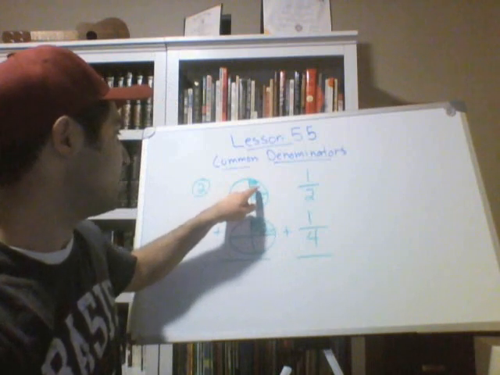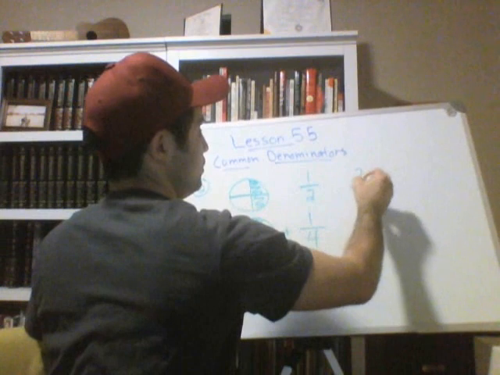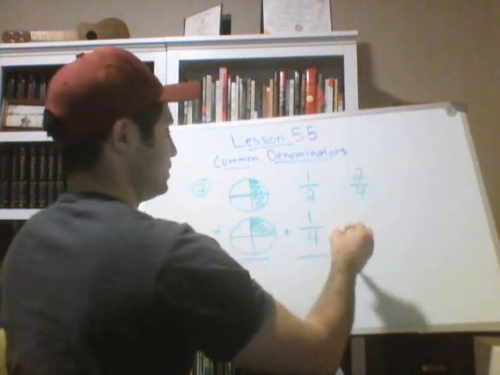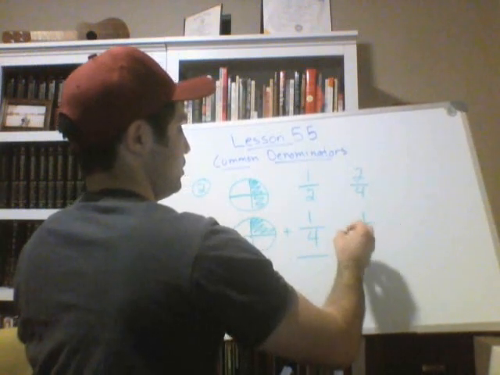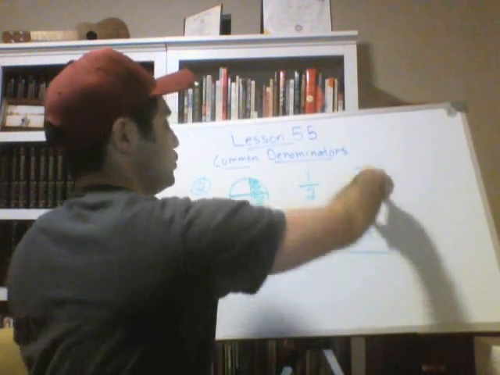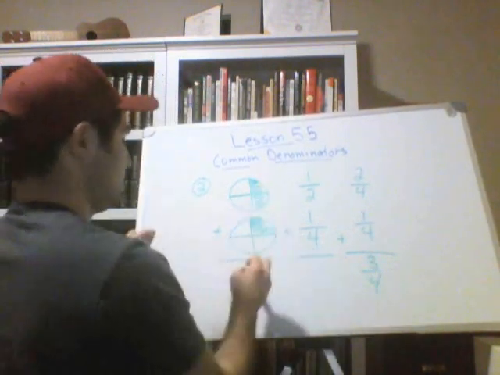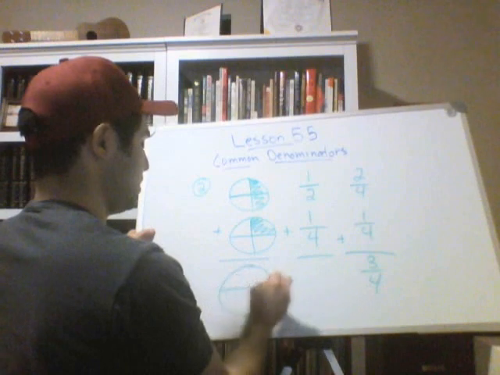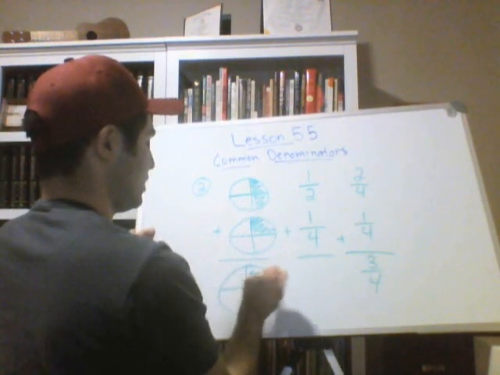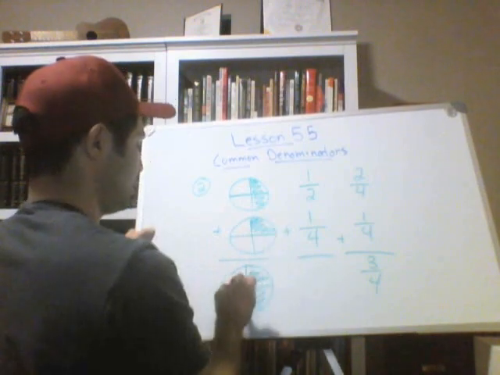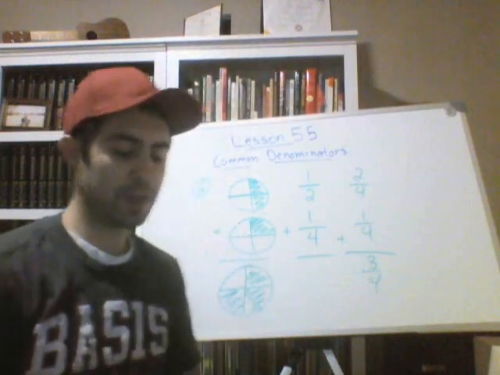So 1/2 is the same as 2/4. So I'm going to write 2/4. Okay? And then this one, of course, is 1/4. So now I can add it. 2/4 plus 1/4 is 3/4, which makes sense. Because if I were to draw another circle out right here, we'd have a half, plus just an extra fourth. So that would be 1, 2, 3/4. So hopefully that makes sense.